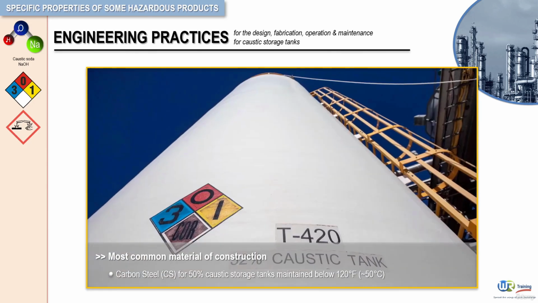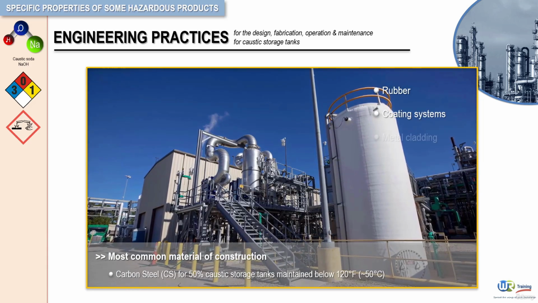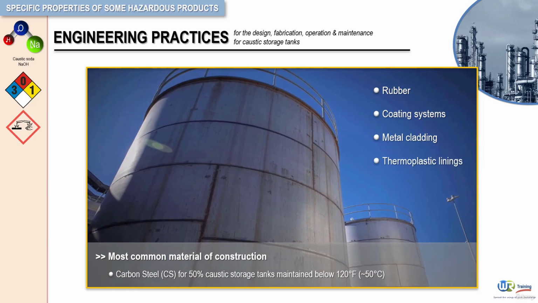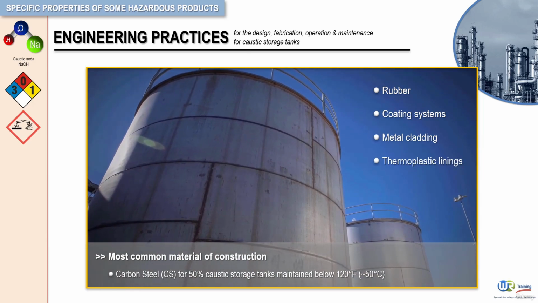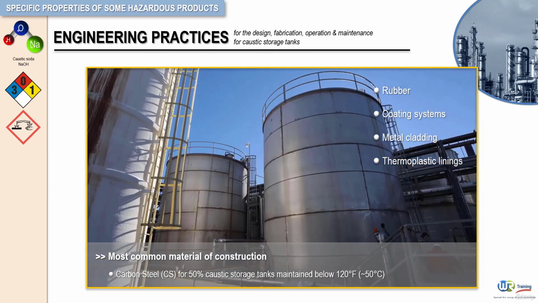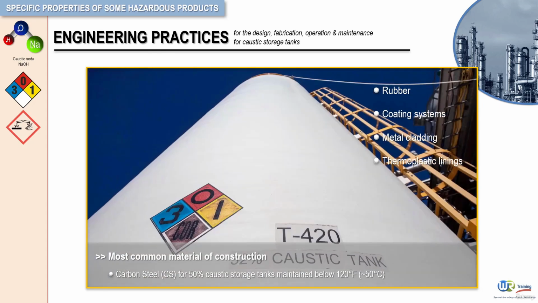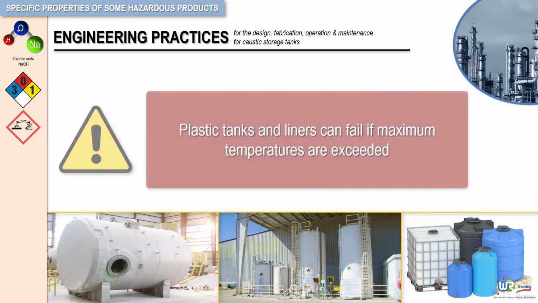There is a wide range of liners in service that include various rubbers, coating systems, metal cladding, and thermoplastic linings. Materials such as PVC, polypropylene, polysulfone, and fluorocarbon resins will normally not be degraded by 50% caustic soda. Plastic tanks and liners can fail if maximum temperatures are exceeded. Therefore, design should take into consideration the maximum process temperature.